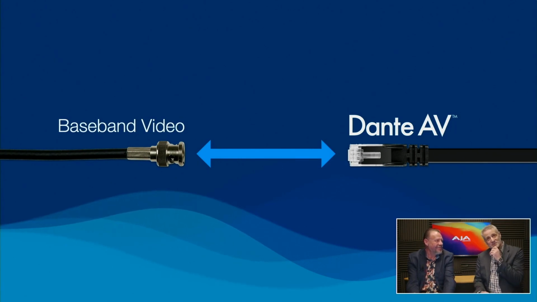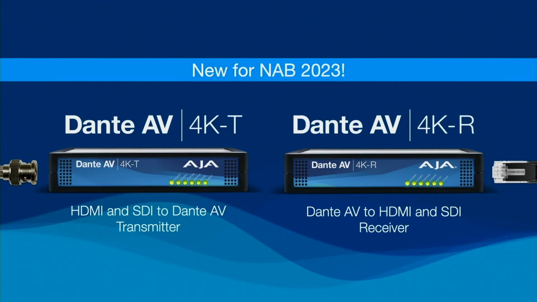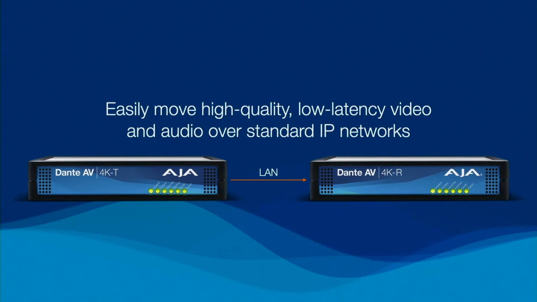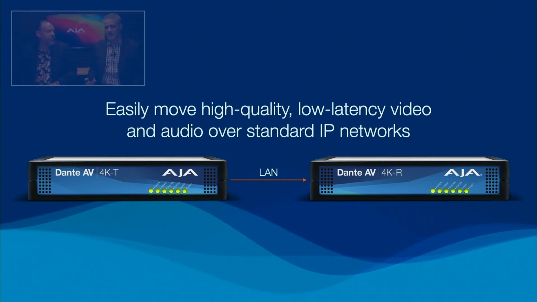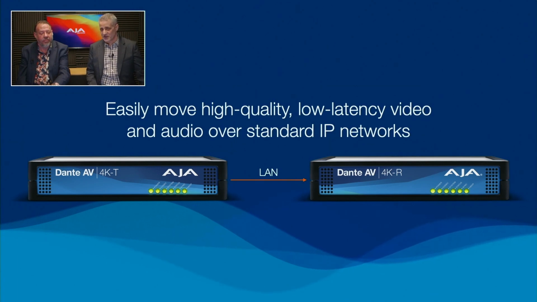Gee, if only there was a company like AJA that would build converters. Guess what? We did. We actually made two of them, and that's new for NAB. We have one that's a transmitter called the Dante AV 4K-T, and then the R version, which is the receiver. And we're going to talk a little bit about those. And they both obviously exist to move high quality, low latency video across standard IP video networks with this very complementary workflow with Dante audio. So we have a video we're going to run that'll explain a little bit more.